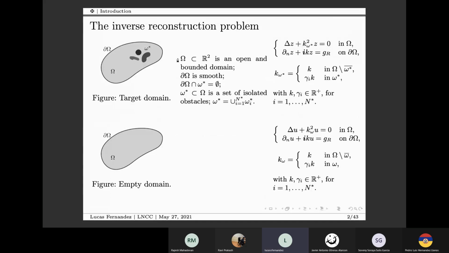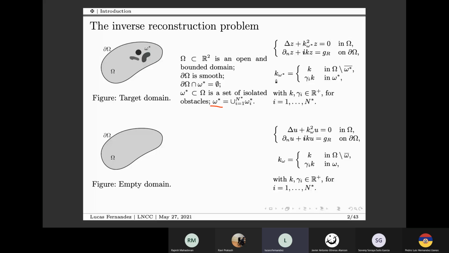So in this inverse scattering problem, we consider omega as an open and bounded domain in R2 with a smooth boundary. We assume there may be an unknown number of disjoint hidden obstacles within the domain omega, and the union of all obstacles is denoted by omega asterisk. So there is a scalar field Z associated with the target domain, and this scalar field Z is the solution of a boundary value problem governed by a Helmholtz equation with a Robin boundary condition like this one, okay?